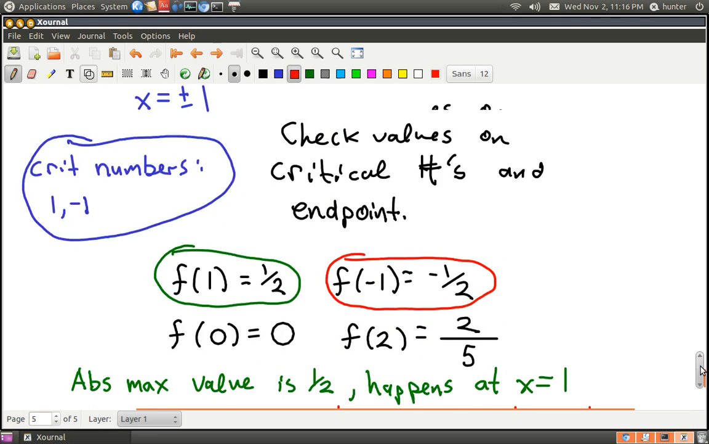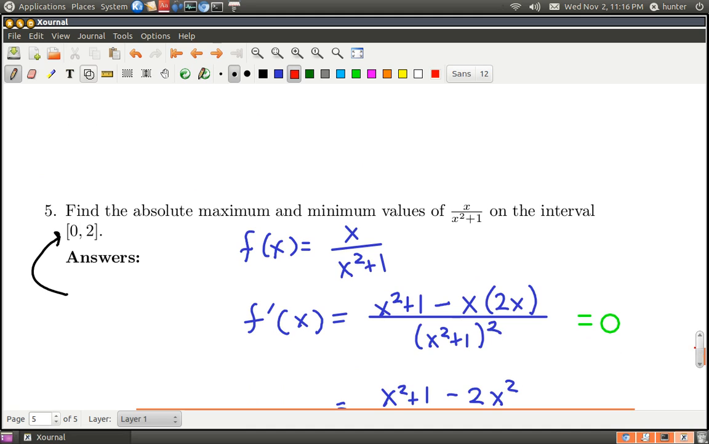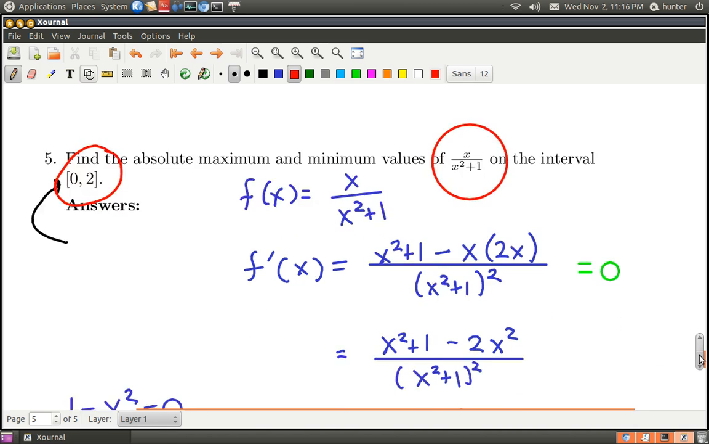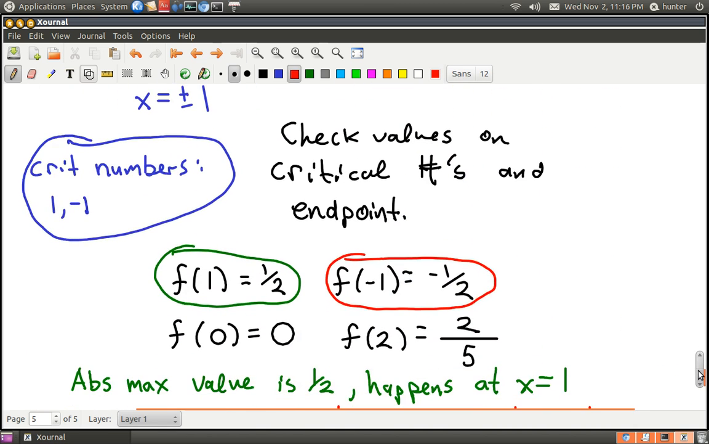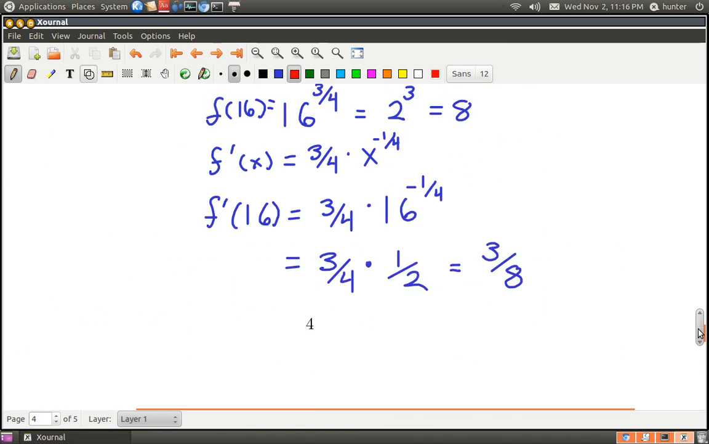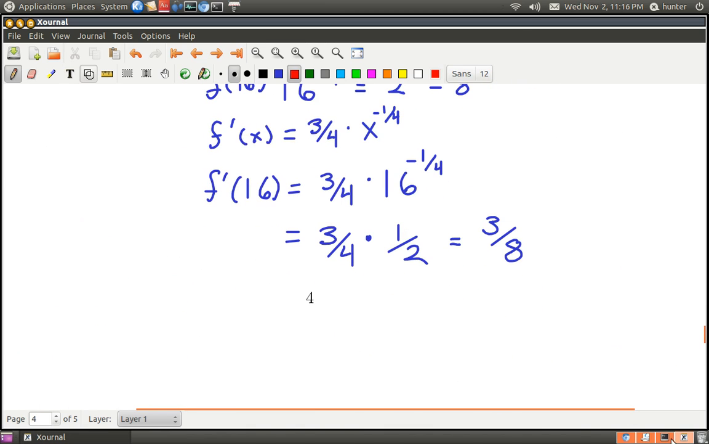Okay, so we found the biggest and the smallest value that this function takes on this closed interval, and we also gave the x values where it actually happens. So I don't know who could ask for anything more than that. And I guess we're done with the practice exam.